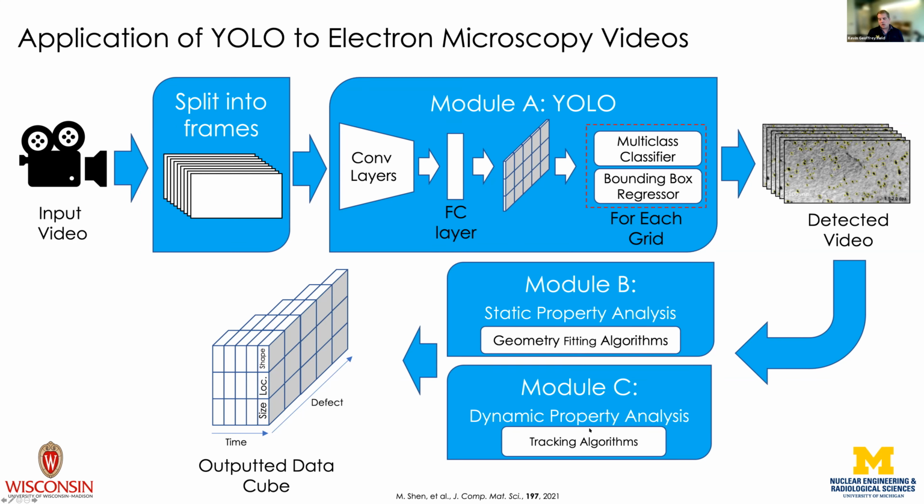But now we're also capable of doing defect tracking. So now we have a dynamic property analysis module. And then your end output will be defect number, so defect 1, defect 2, defect 3, and so forth. You have a function of time or dose, and then you have all of this different data associated with it, such as size and location, shape, many other factors that you could put in there, circularity, all these crazy things that you can data mine at that point. So this is the architecture we've been exploring.